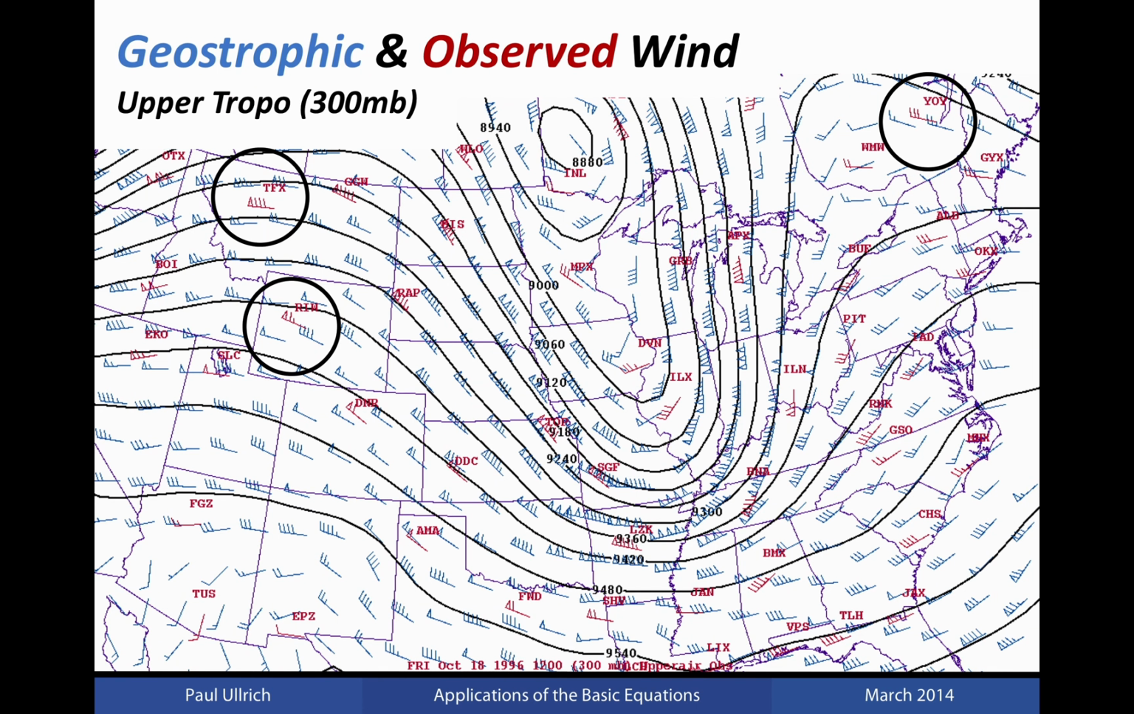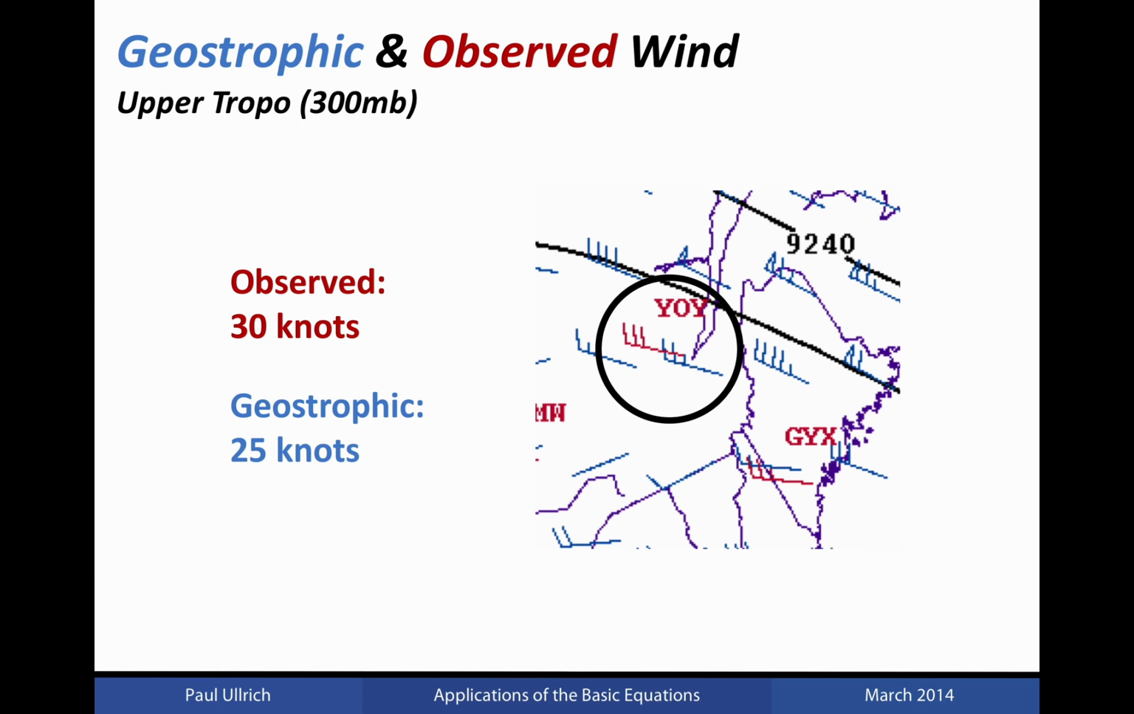Let's look back at our diagram for regions where we have flow around a high. For instance, highlighted here in the 3 black circles, you notice in each of these regions that the observed wind is actually faster than the predicted geostrophic wind velocities. Let's, for instance, look at YOY. In this case, the observed wind has a velocity of 30 knots, and the geostrophic wind in the vicinity has a velocity of approximately 25 knots. So again, this is consistent with our derivation on the previous slide.